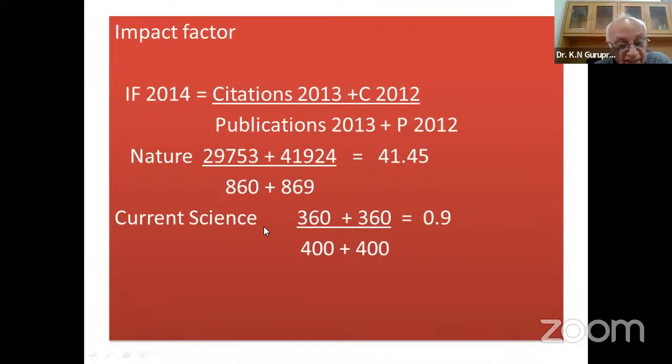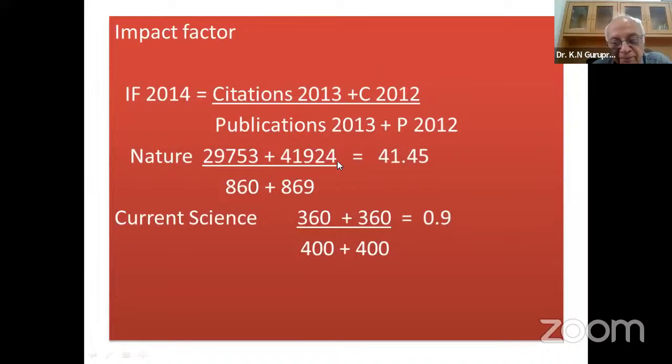premier institutes in India. Then if you calculate, see, Current Science published about 400 articles. Each year it publishes about 400 articles in various numbers. Every month you get a number of Current Science. Then out of the 800 articles of 2 years, how many articles were referred by others internationally? If you see that, then you see 360 and 360. So the impact factor here becomes 0.9. You see the difference here between the two journals.